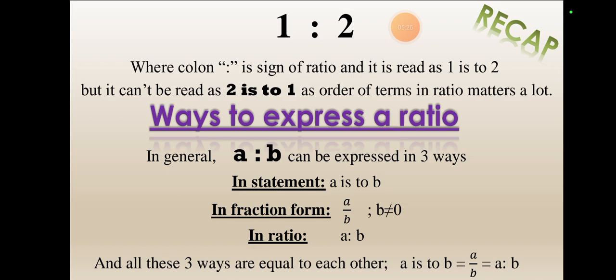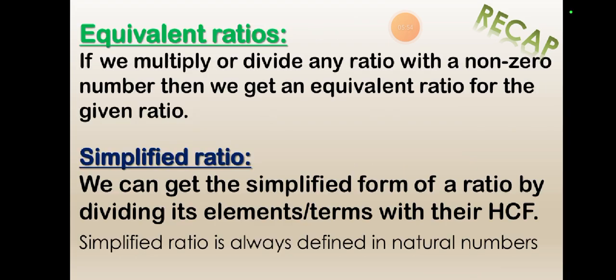Basically, in general, the ratio A to B can be expressed in three ways. One in statement form, like A is to B; in fraction form, A over B, where B cannot be equal to 0; and in ratio form, A:B. And these all three ways are equal to each other, they mean the same: A is to B, A over B, or A:B. These all are the same thing.